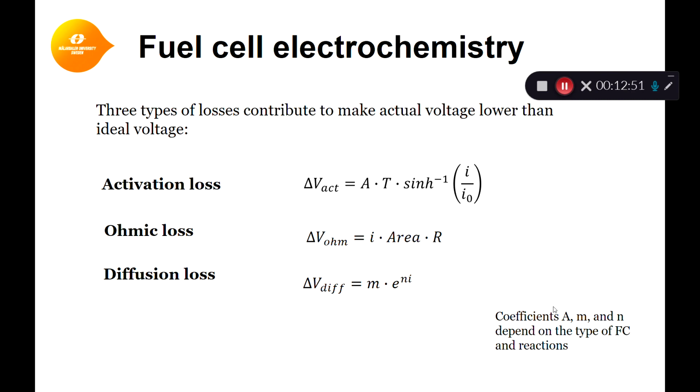And then we have diffusion loss, which is related to the energy that is lost in the process of the gas diffusion in the fuel cell and through the electrolyte. So the gases have to diffuse to reach the area where they can react. And in this diffusion, of course, they have to move, they encounter friction and so on. So there is a loss of energy. And this can also be modeled through an empirical formula.